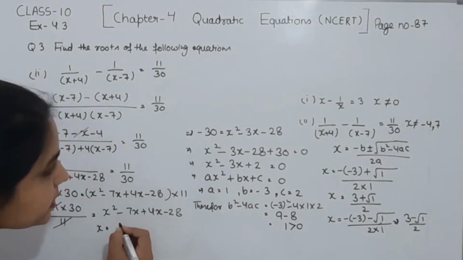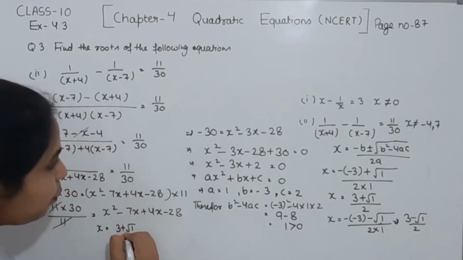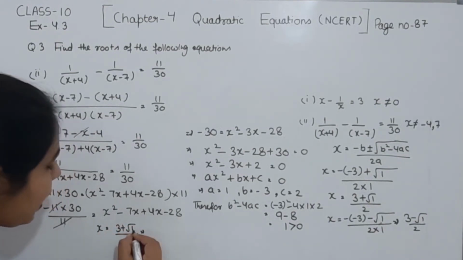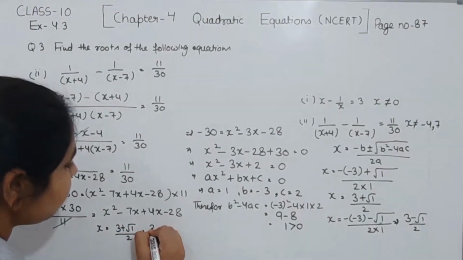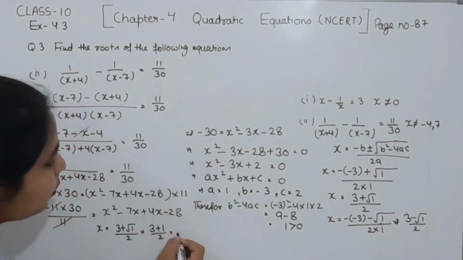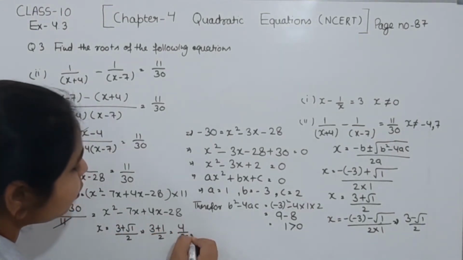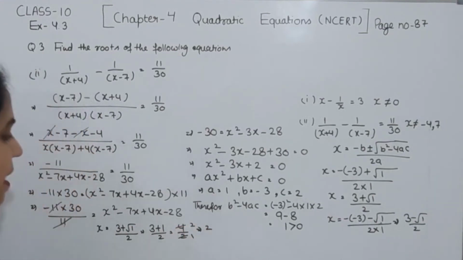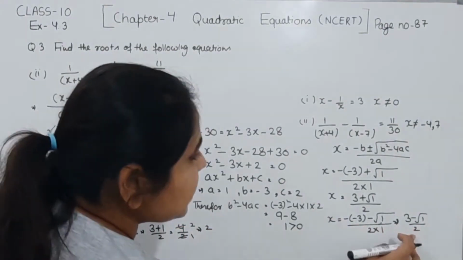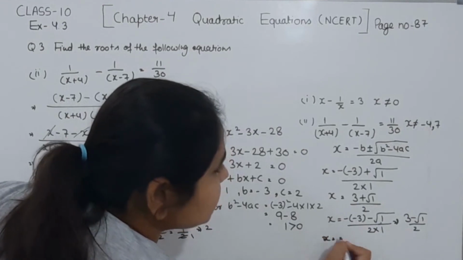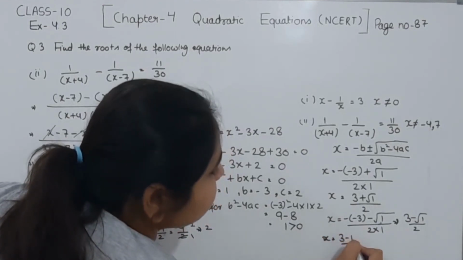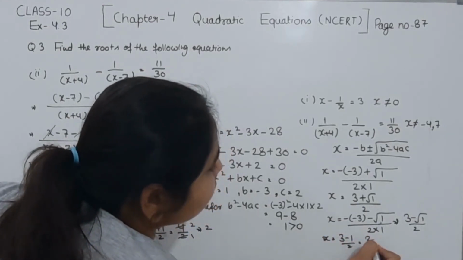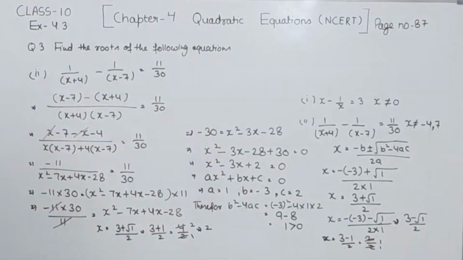We are going to solve them further. First one: x is equal to 3 plus root 1 by 2. Now 1 multiplied by 1 is 1, so this is 3 plus 1 by 2. So we will have 4 by 2. 2 1s are 2, 2 2s are 4. So this one is 2. Now this is the second one: x is equal to 3 minus 1 by 2. So this will be 2 by 2. 2 1s are 2, 2 1s are 2. So this is 1.